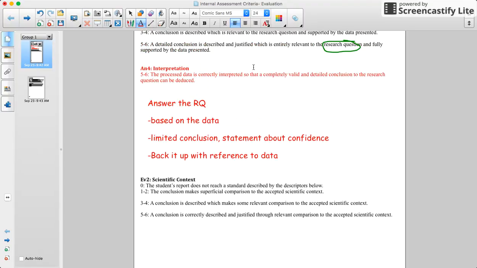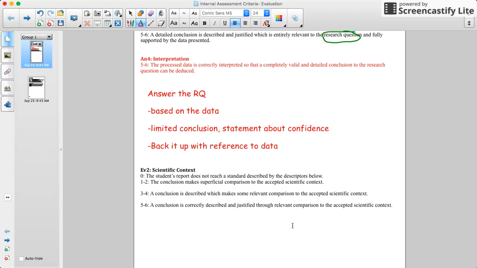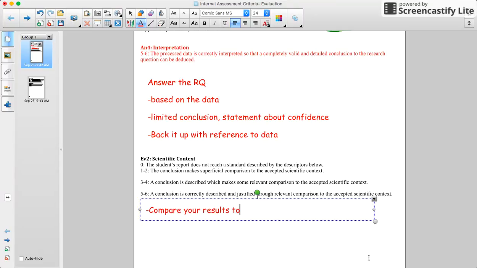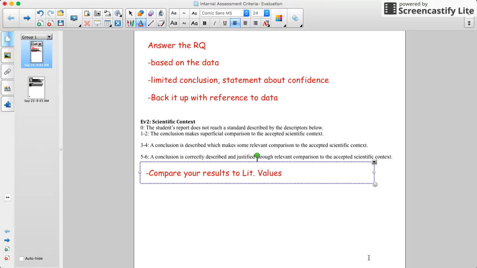Strand 2, a conclusion is correctly described and justified through relevant comparison to the accepted scientific context. So notice that the first part of each strand is really exactly the same. The first part is that you're backing it up based on your data. So it's fully supported by the data. And in this one, it's relevant comparison to the accepted scientific context. So ideally, what this means is that you would compare your results to any literature values that are available, and that's how you're comparing it to the accepted scientific context.